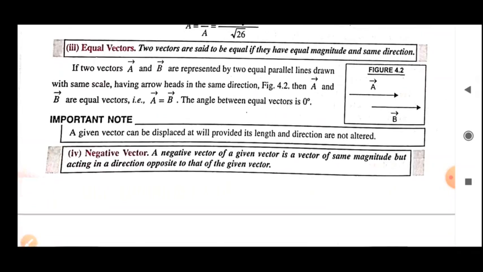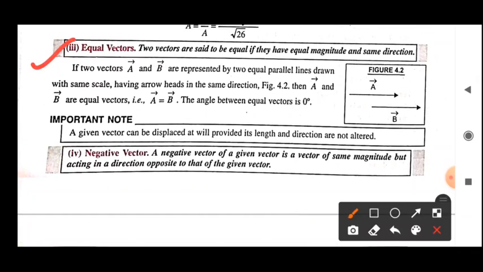The third definition is equal vectors. So let's see what an equal vector is. Two vectors are said to be equal if they have equal magnitude and the same direction. Here you can see in the figure we have two vectors A and B. Their magnitude, their length, is equal, and both have the same direction. So we can write equal vectors as vector A is equal to vector B. And one more thing, the angle between equal vectors is 0 because they are in the same direction.